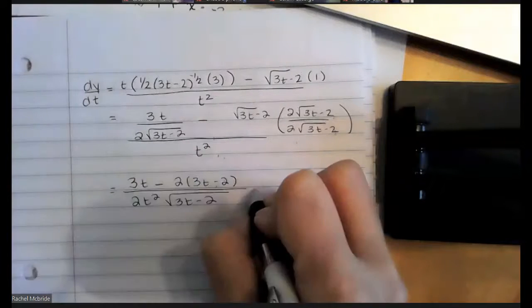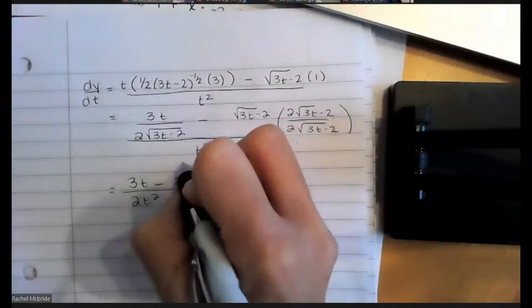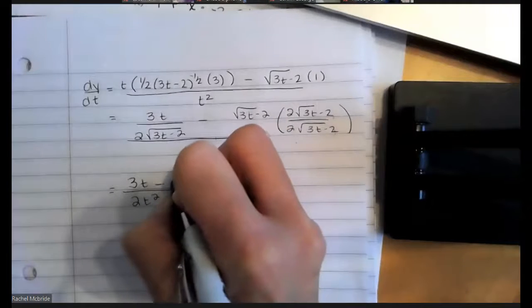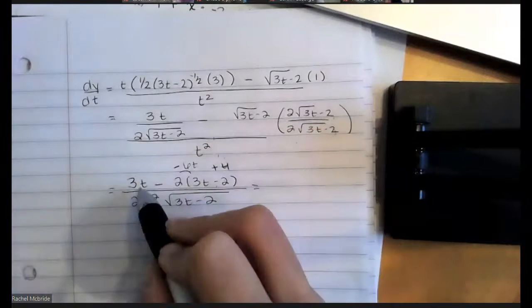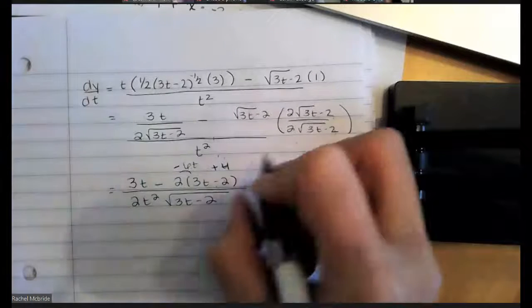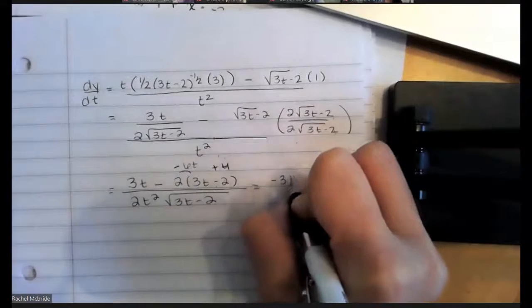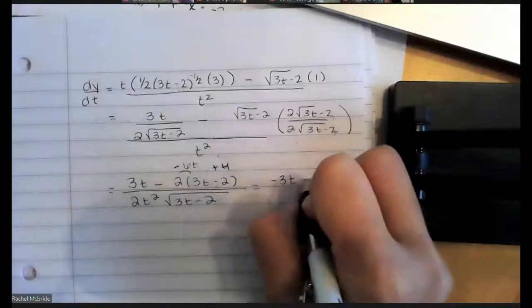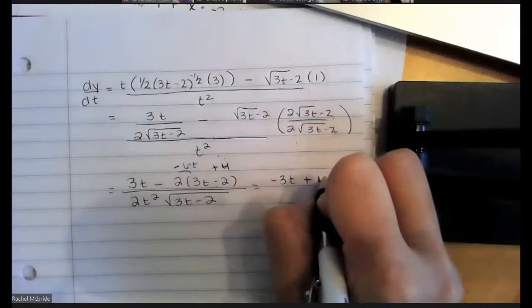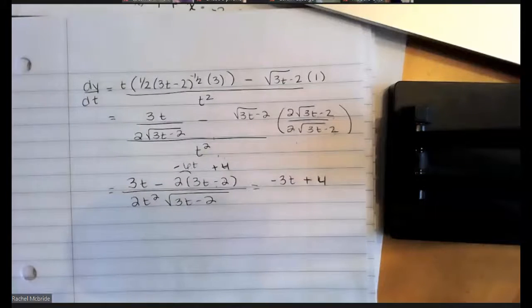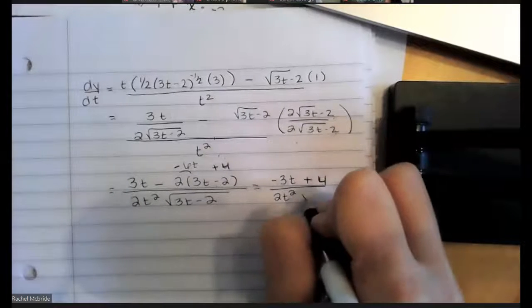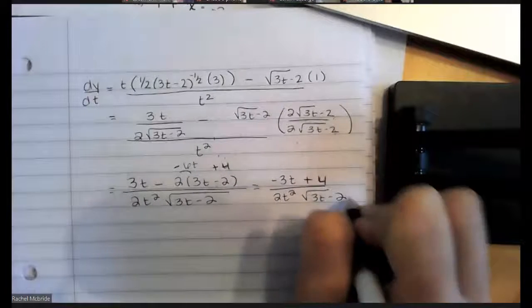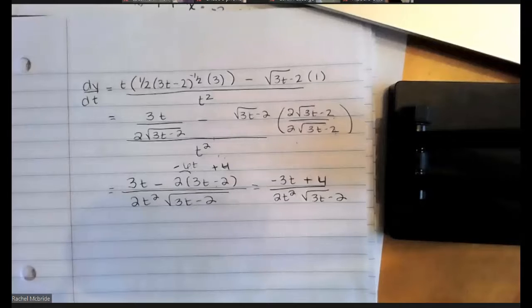And then that will simplify. This becomes 6t negative, positive 4. So 3t minus 6t is negative 3t plus 4, all over 2t squared square root 3t minus 2. So that's your derivative.